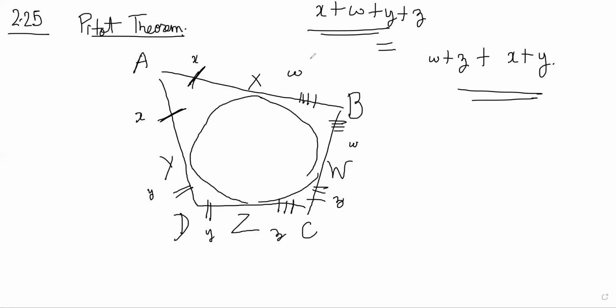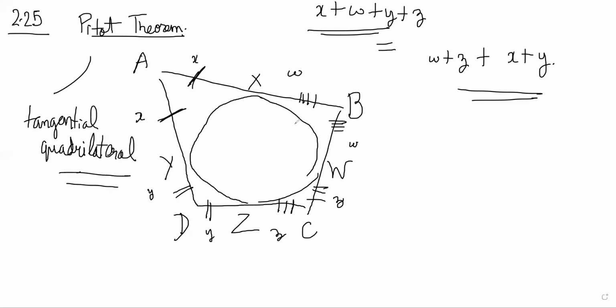Okay, but maybe remember the theorem's result. What we are getting is, if you inscribe a circle inside a quadrilateral, then the opposite side sums will be the same, right? This kind of quadrilateral is called a tangential quadrilateral. Basically, it's a quadrilateral where there is a circle inscribed inside it so that all 4 sides of the quadrilateral are tangents to the circle, right?